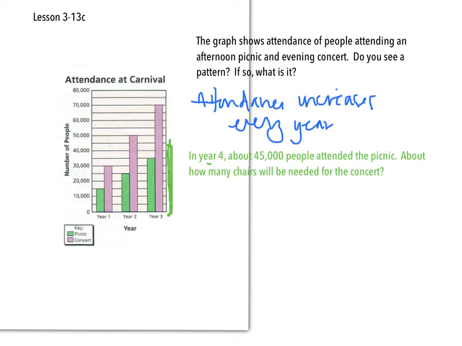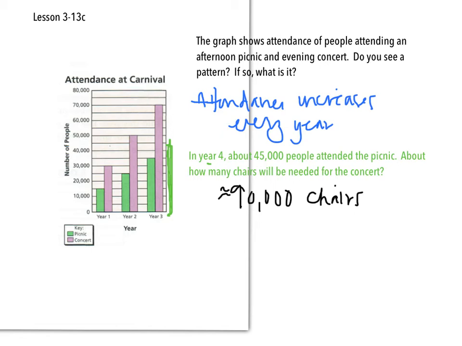Now, hopefully, fifth graders, as you looked at this, you saw the relationship between the people who attended the picnic and people who attended the concert. The first year about 15,000 attended the picnic, 30,000 the concert. The second year, about 25 the picnic, about 50 the concert. The third year, 35 came to the picnic, 70 went to the concert. So basically we have a 1-to-2 ratio. So now if we have 45 at the picnic, if we double that, we're going to need approximately 90,000 chairs for the concert, because it's double what attended the picnic.